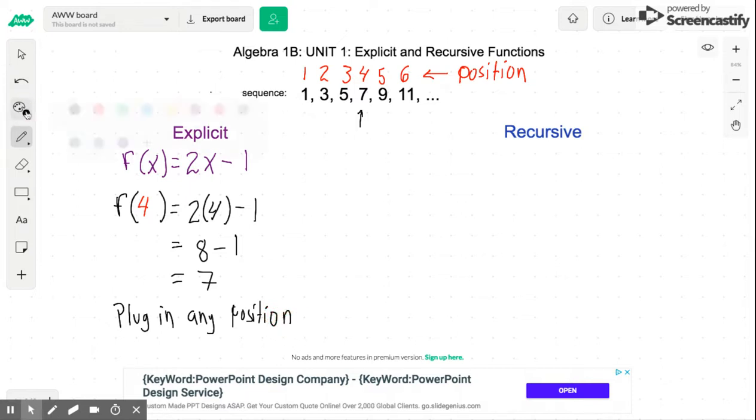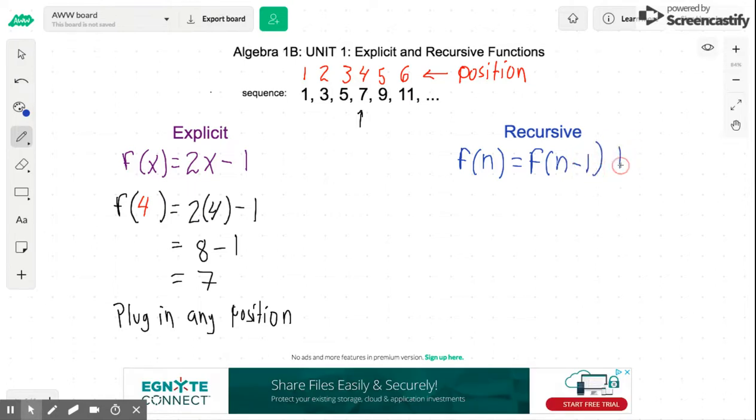Now recursive. Let's say that to get the same sequence, my function is actually going to look like this. F of n equals f of n minus 1 plus 2. Now, there is no special reason why I picked n. It could have been x. The reason why I'm choosing n in this video is because you will see n in your tutorial and mastery test. So it's a good way to get you used to seeing another variable besides x.